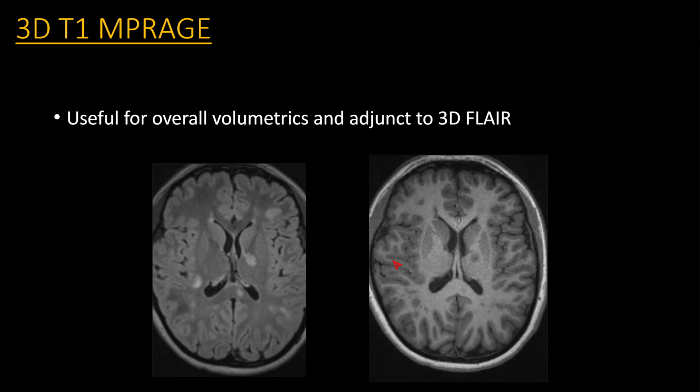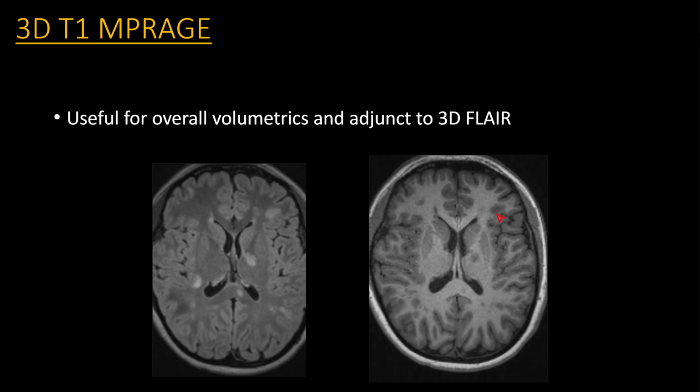This particular lesion here has a dark correlation on MP RAGE. And now remember, I told you about spin echo T1 dark lesions being areas of axonal loss. That's just for spin echo images. As far as 3D T1 MP RAGE, they basically show almost every particular lesion.